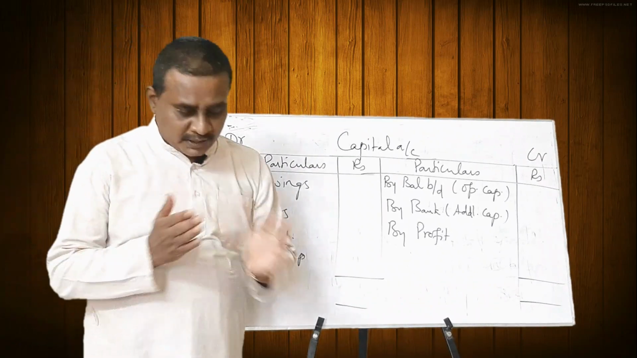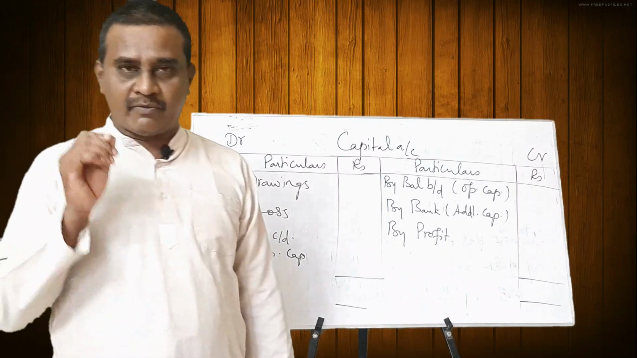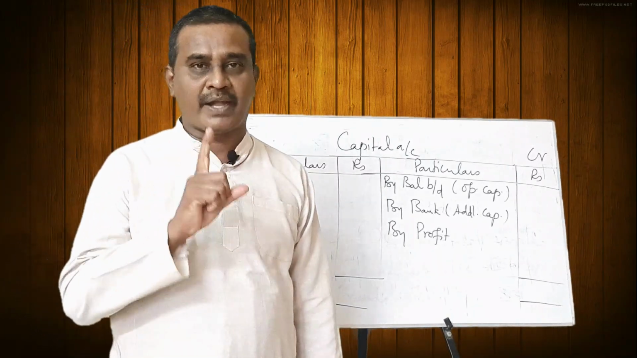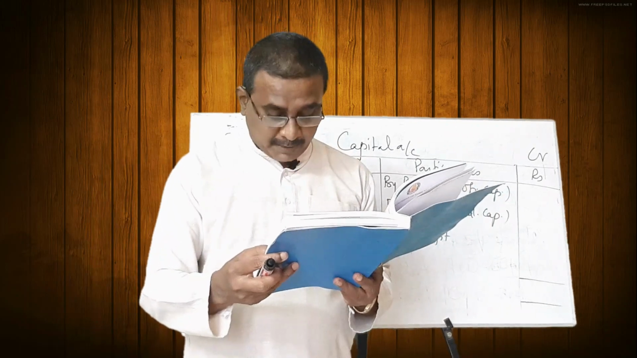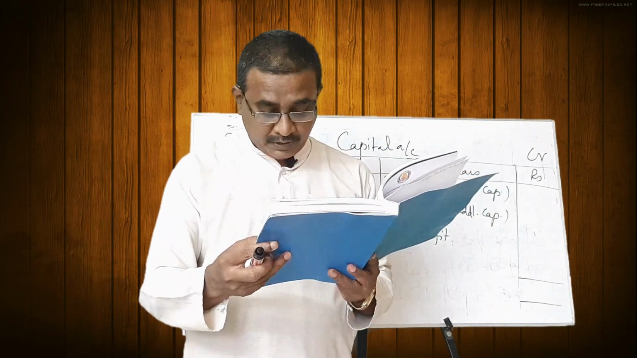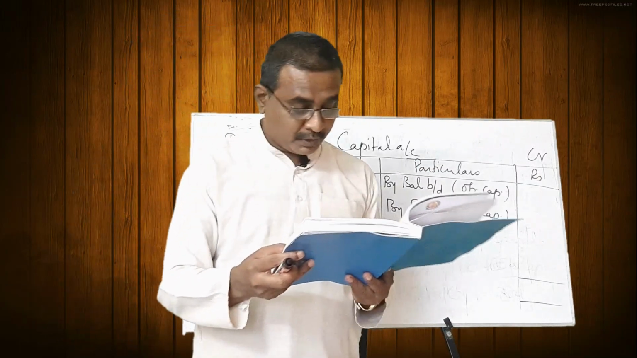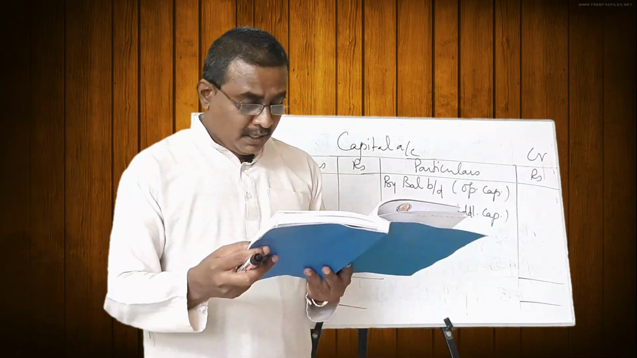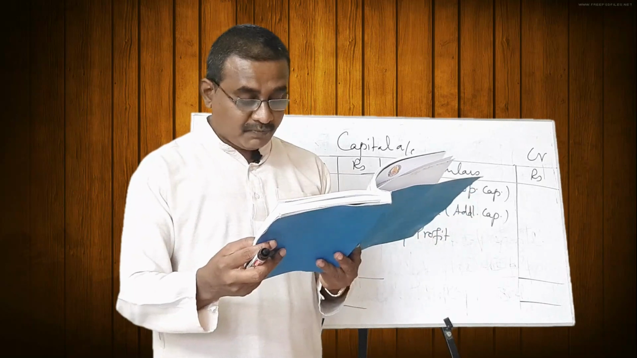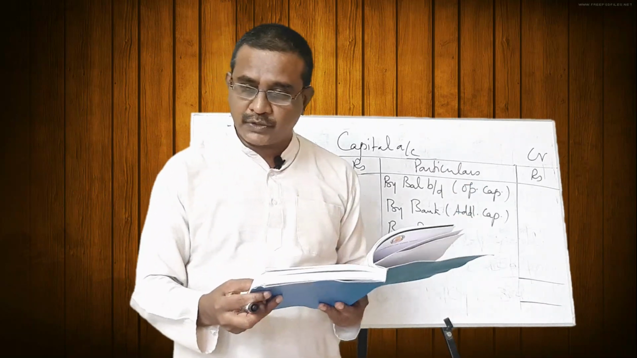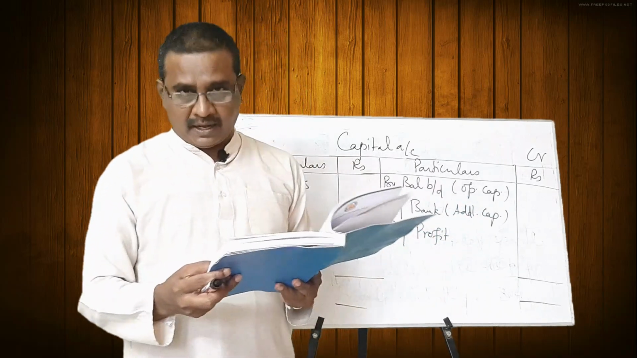Now, shall we go to the book exercises? Take your book and turn to page number 31. See exercise number 1. I have taken my book and turned to page number 31, and I hope you have taken your book and see the exercise. Let me read out the sum. From the following particulars, ascertain profit or loss. You are asked to find out the profit or loss.